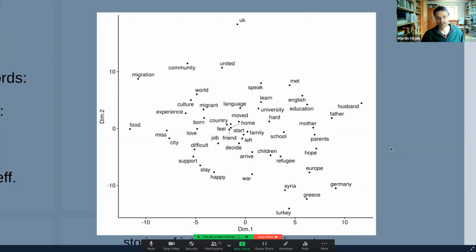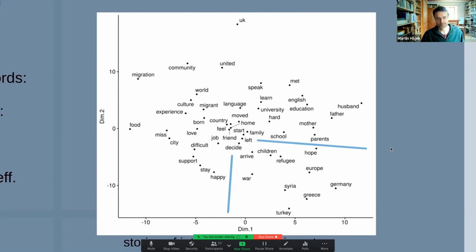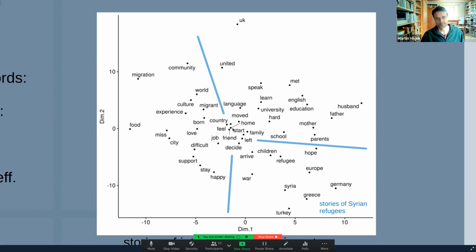And when we move to intercontinental migrant stories, I try to delimit this segment of refugees: Syria, Greece, Turkey, Germany, Europe, war. So it is about Syrian refugees going through Greece to Europe, especially to Germany, and sometimes staying in Turkey. The problem of civil war. The second cluster is about education, university education, and family, husband, father.